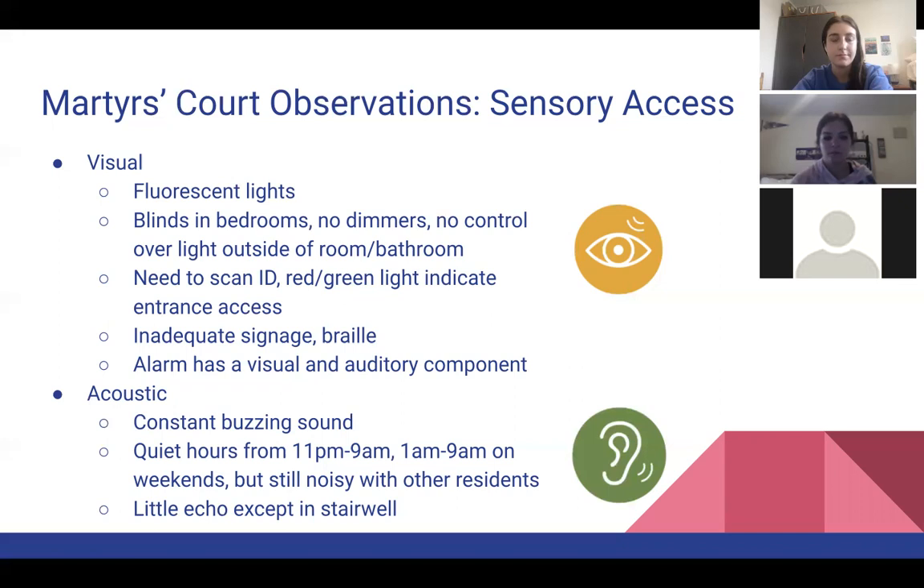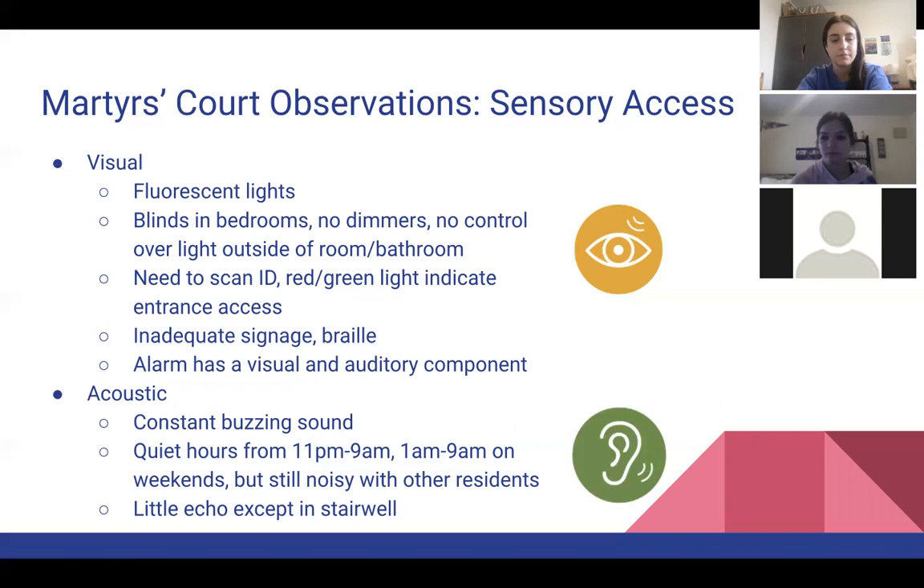And the acoustic accessibility of the building was not ideal. There is a constant buzzing sound that's happening, probably coming from the fluorescent light. And then also being a community space, there's a lot of different noises coming from a lot of different places. The dorm does have quiet hours from 11 p.m. to 9 a.m. and 1 a.m. to 9 a.m. on the weekends, but it's still difficult to control sounds coming from other residents' rooms.